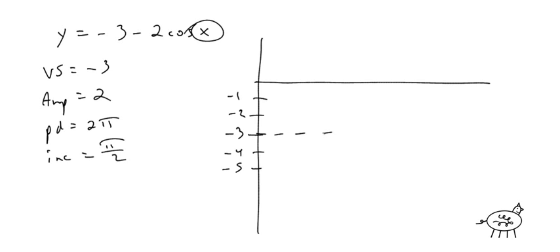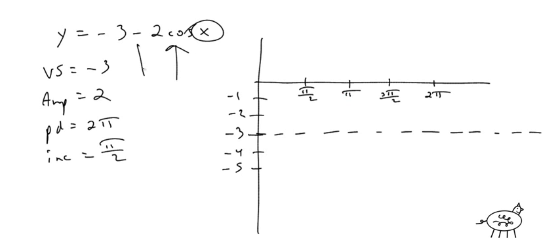But here, let's draw our dotted line. Okay. And we have pi over 2, pi, 3 pi over 2, and 2 pi. Alright, now guys, remember it's cosine and it's negative. You got to watch for everything here.